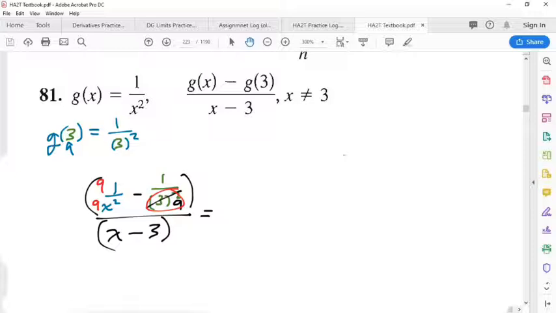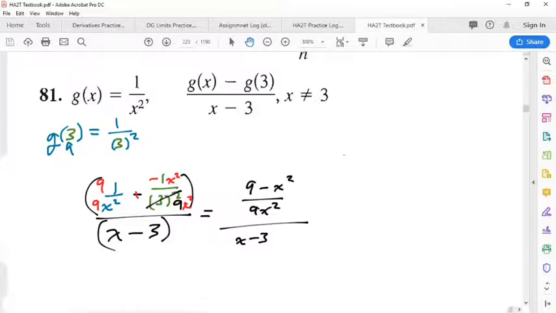What would I multiply the top and bottom by on this one? Tell your neighbors, go. Yeah, that's good, x squared. So we got x squared here and x squared here, and I'm subtracting that, so I'm going to show that by putting that minus there because I was really bad with negatives when I was in high school. 9 minus x squared on top, and on the bottom we have 9x squared, and that's all on top of x minus 3.